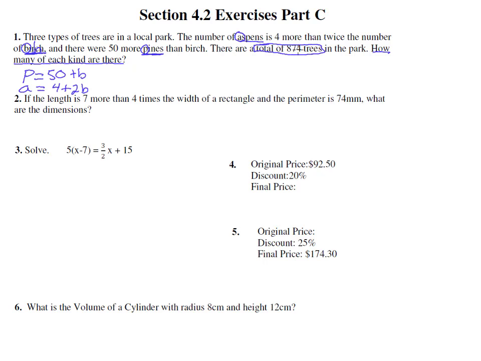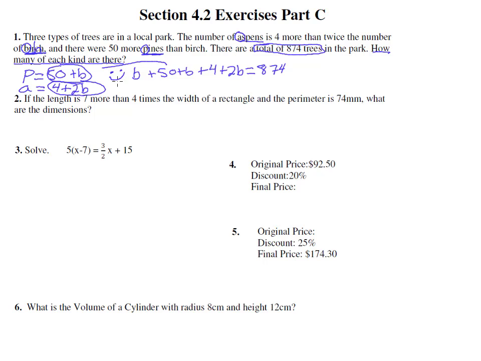Well, there are a total of them. So let's add all three of those together. So we have the birch plus the pines, 50 plus B, plus the aspens, 4 plus 2B. Look, there we have it. The birch plus the pines plus the aspens all add up to 874. And look at where we are. We just created an equation.